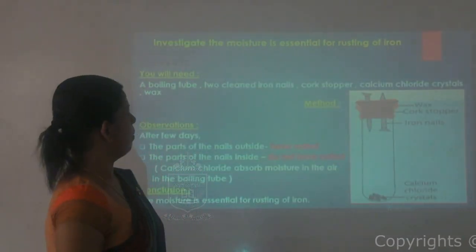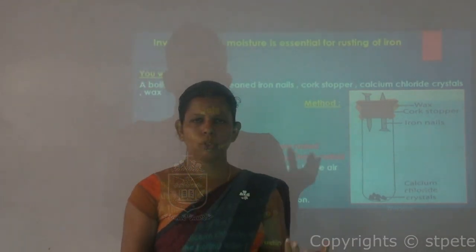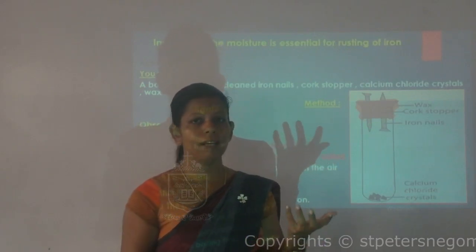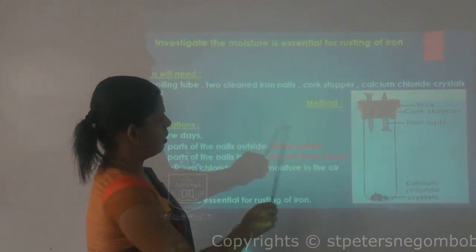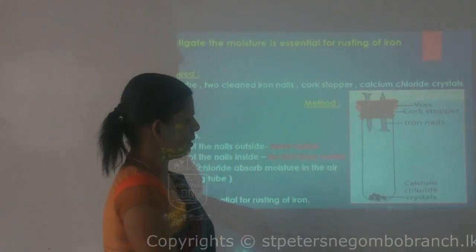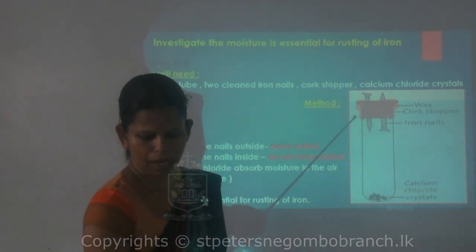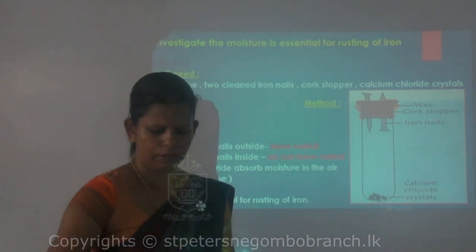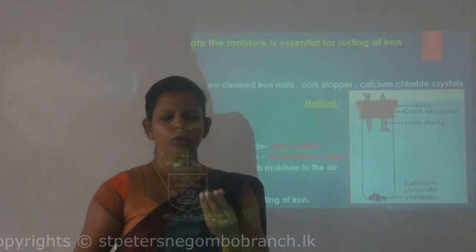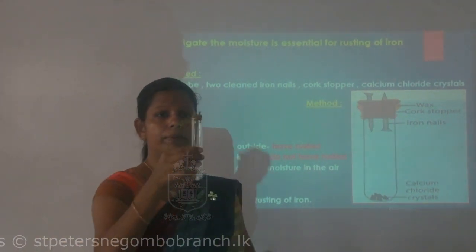Then we are going to talk about the other one. What is the other factor, my dear children? Moisture. So how can we prove that moisture is essential for rusting of iron? This is the setup that we have to arrange. You can see inside there are calcium chloride crystals. I want to show you, these are the calcium chloride crystals. So we have to prepare the setup like that.